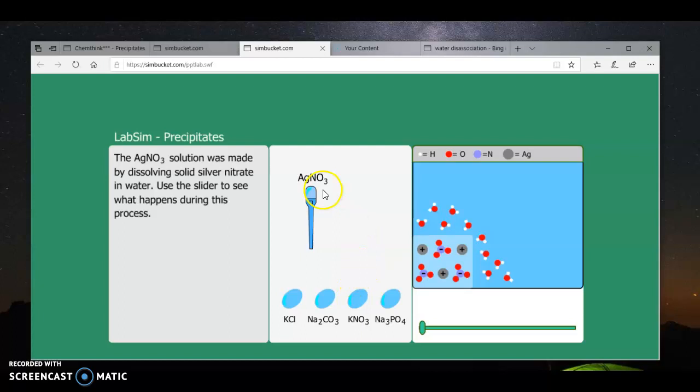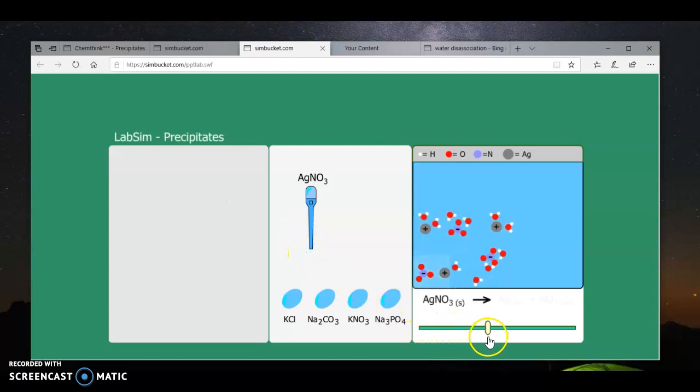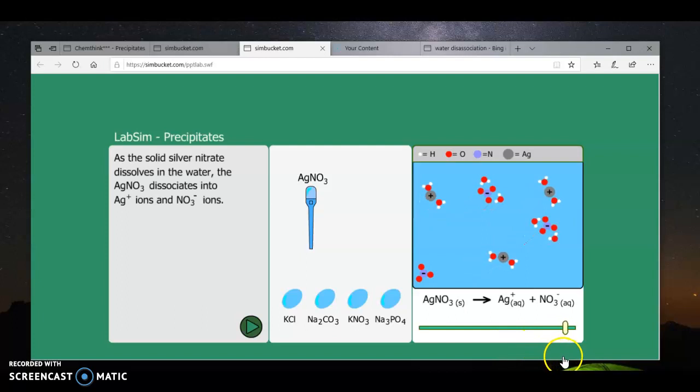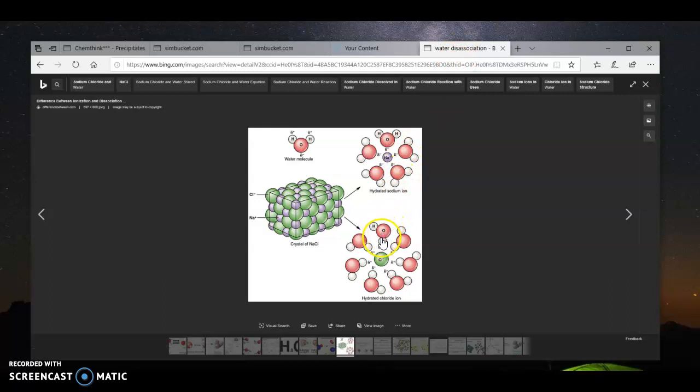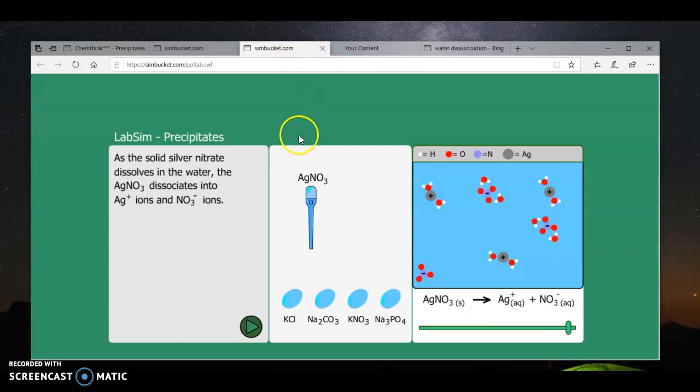So let's take a look at silver nitrate, the one on top. Let's take a look at what it looks like in water. As you can see, the water molecules surround the ions because silver nitrate dissociates. If we go back over to this slide, this is going back to last semester. Remember, water is polar. Water has a positive end and a negative end. The negative ions attract the positive end of the water molecule, and the positive ions attract the negative end of the water molecule. It's called an electrostatic interaction.